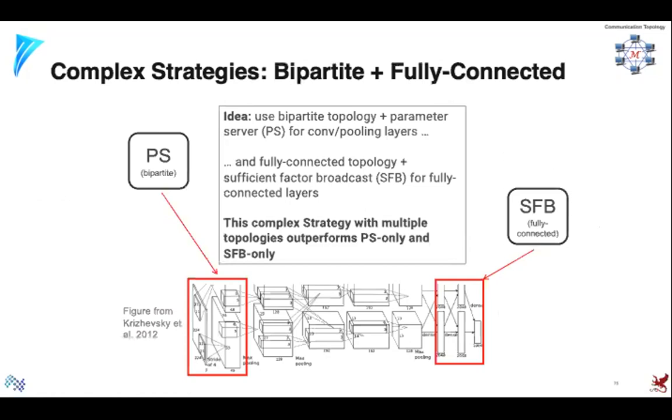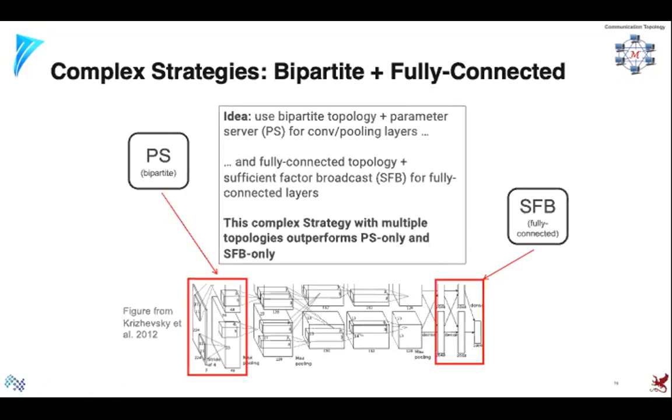So if we think about this strategy where we use a bipartite topology and parameter server for the lower convolution layers and the fully connected sufficient topology with the sufficient factor broadcast for the feed-forward layers, then this complex strategy is basically guaranteed to outperform only using a PS for the entire network or only using SFB for the entire network. Because what's happening is that the sufficient factor broadcast will have higher throughput on the massive matrix-shaped parameters in the fully connected layer. Even if your mini-batch size is 1,000, that's small in comparison to the millions of parameters or more that are found in these layers.